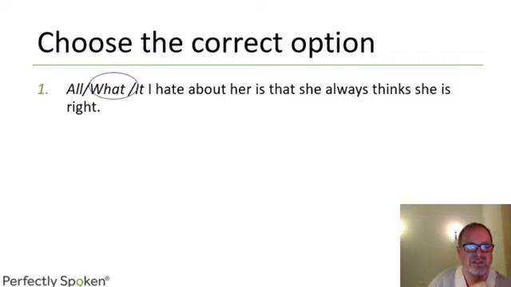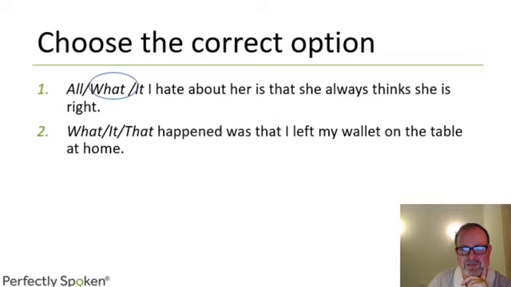Number two, that happened was that I left my wallet on the table at home. The structure is, what happened was that I left my wallet on the table at home. What happened was, and then an explanation. Number three, when it was last Saturday when he proposed to her. He proposed to her last Saturday. It was last Saturday when he proposed to her.